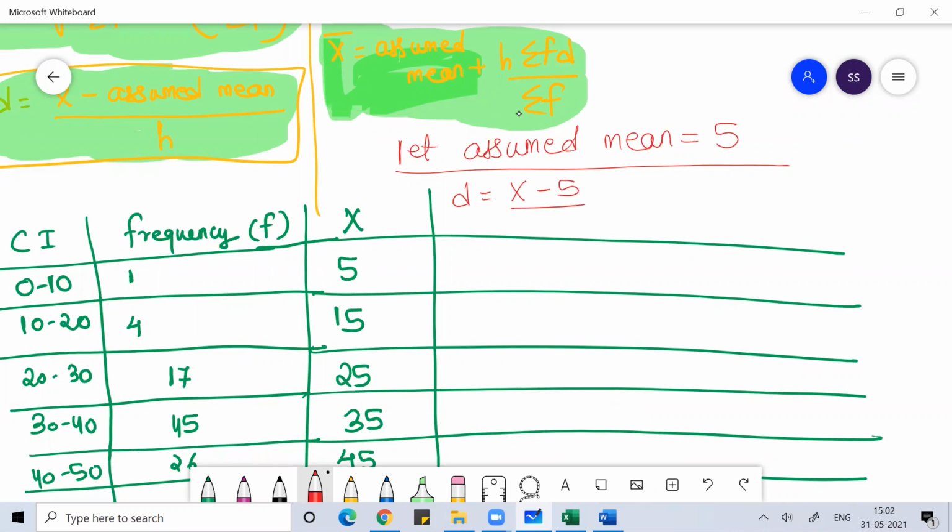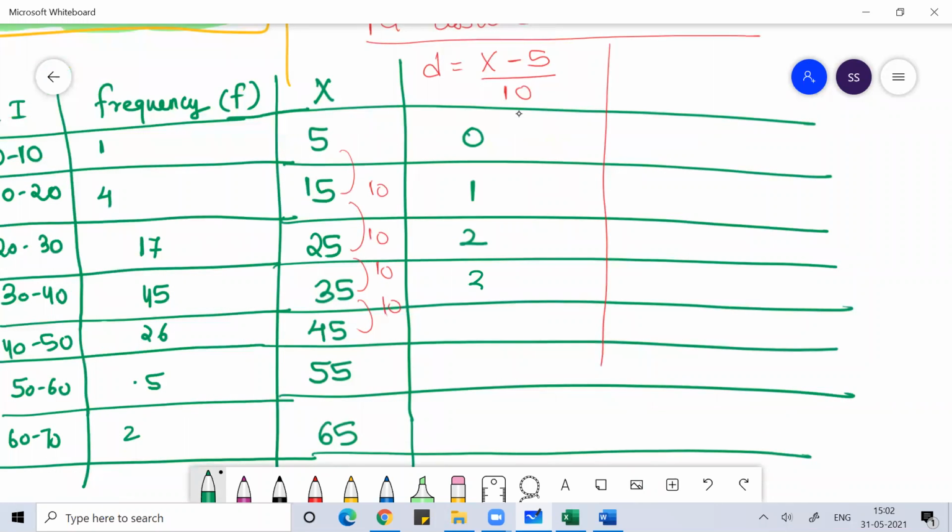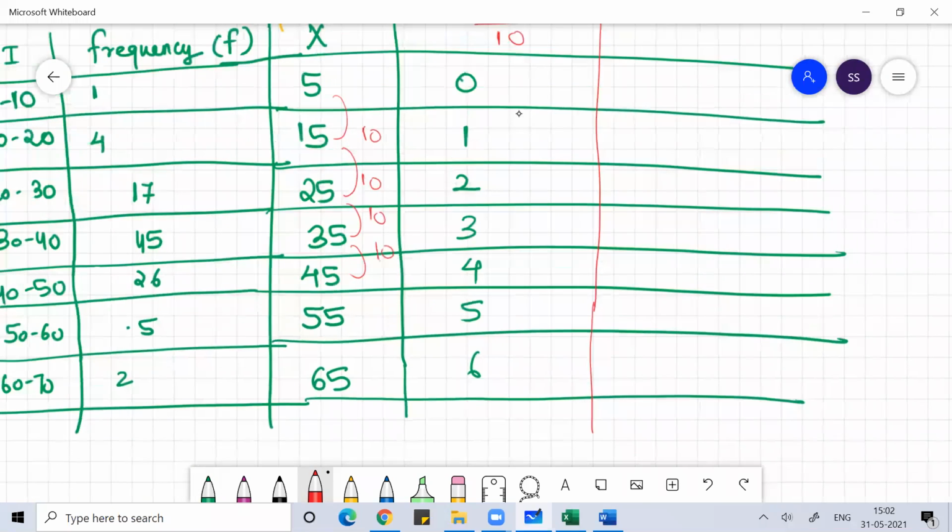divided by the height. If you see the difference, what is the height? The difference is 10, 10, 10. So I divide by 10. So 5 minus 5 by 10 is 0. Then this will be 1, this will be 2, this will be 3, this will be 4, 5, 6. Any doubt, anyone?